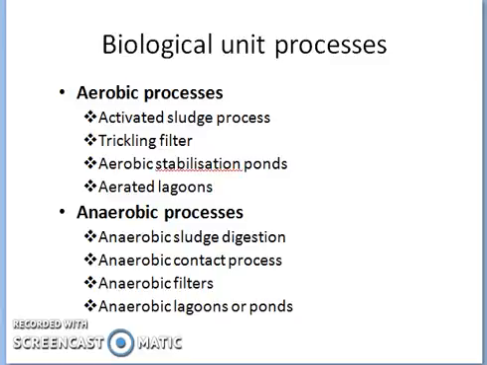So the examples for aerobic processes include activated sludge process, trickling filter, aerobic stabilization ponds, aerated lagoons, etc. And anaerobic processes include anaerobic sludge digestion, anaerobic contact process, anaerobic filters, and anaerobic lagoons or ponds.